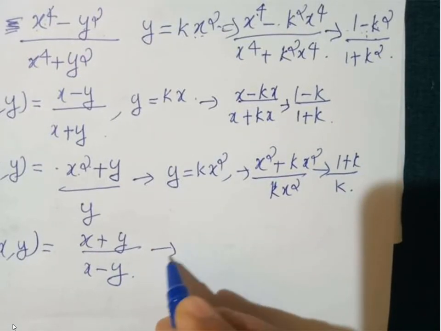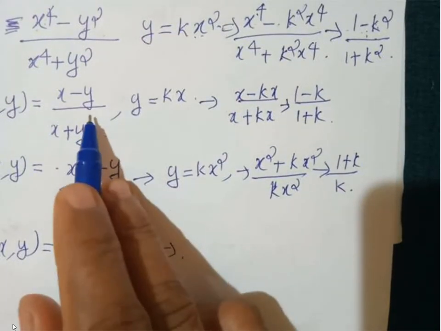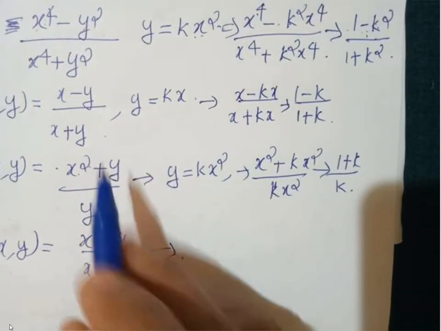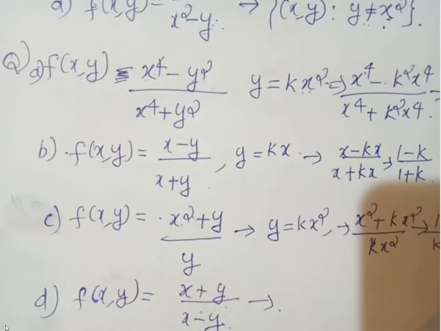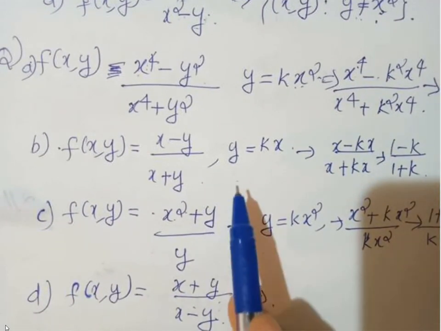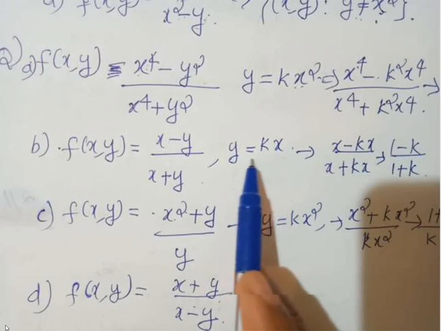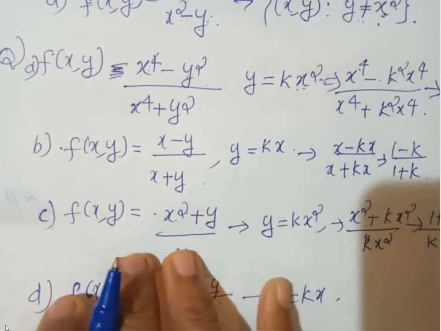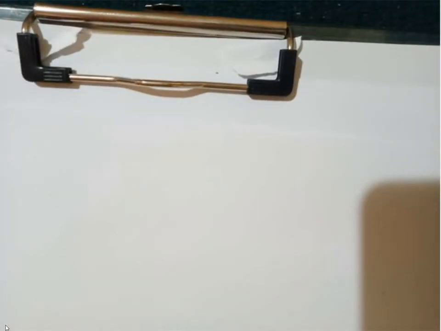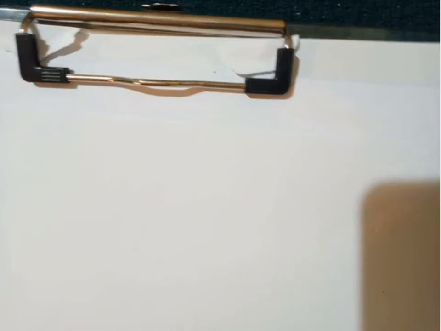Here also it is the same as in the second question, where the numerator and denominator are interchanged. So the same line we have to choose here also, y = kx. You have to do the other problems as homework. I think you will do that.